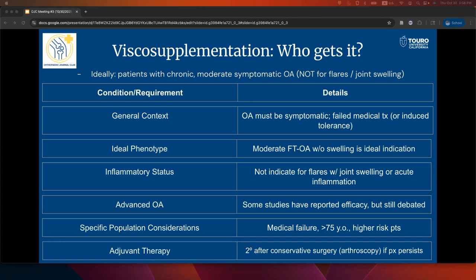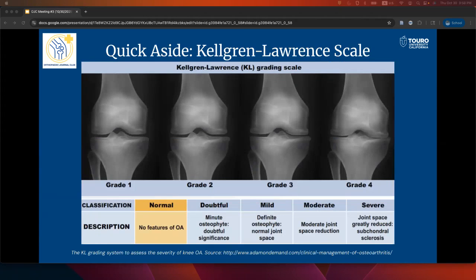Also, it can be used as an adjunct therapy. So some people get conservative surgeries not really related to arthritis, maybe like an arthroscopic treatment of a meniscal lesion, and they can present with pain post-op. So this can be used as a secondary measure after surgery if pain persists even after the surgical treatment for other conditions. Really quickly, this is just a side note.